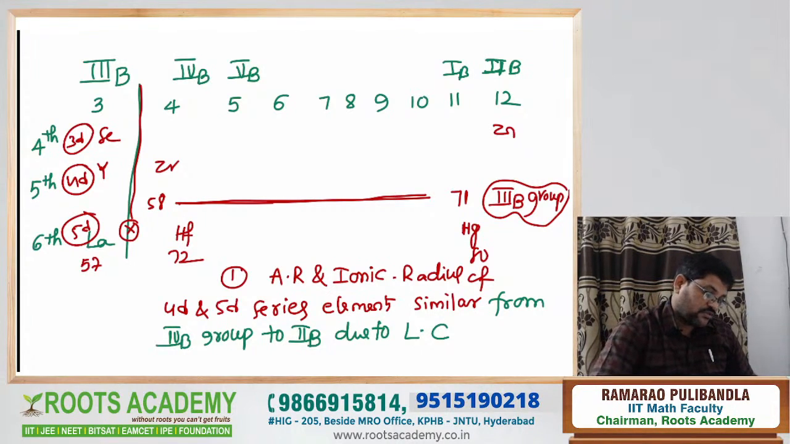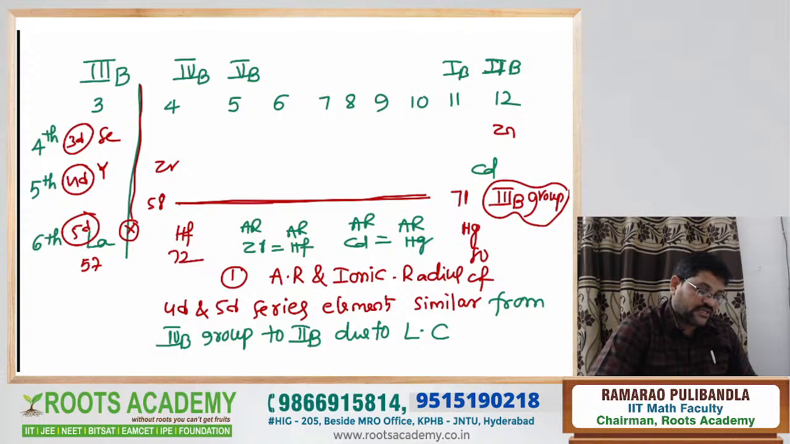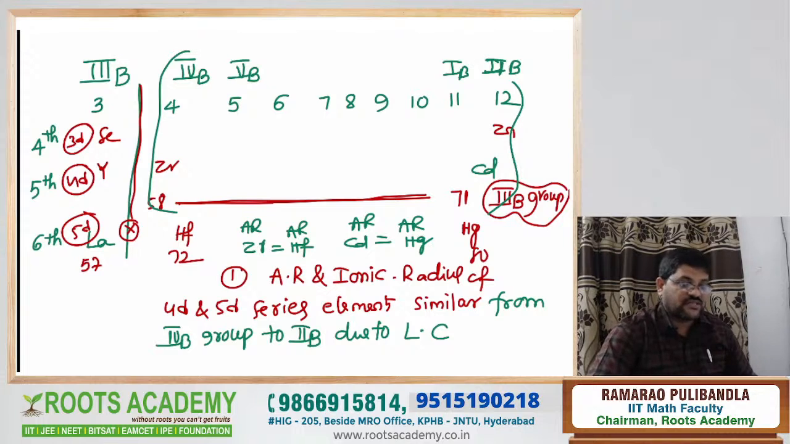Simple logic. From 4B up to what? Up to 2B. Here what is there? Zinc, cadmium. So the atomic radius and ionic radius are similar. Best example: zirconium atomic radius is equal to what? Hafnium atomic radius. Simple logic. Atomic radius of cadmium is equal to atomic radius of what? Mercury, like that. From 4th B to what? From 4th B to 2B. That is the first consequence.